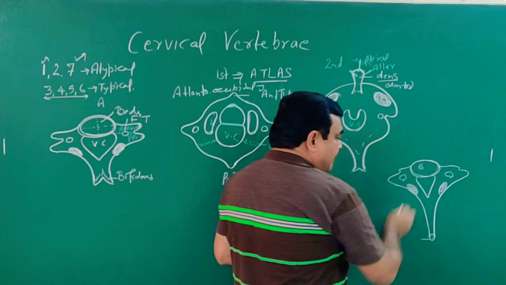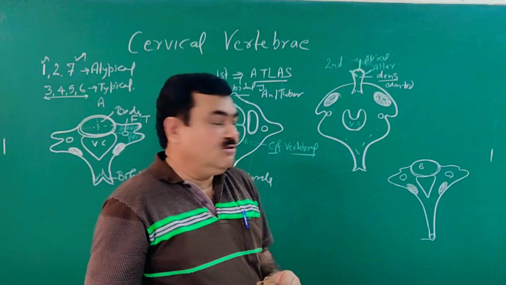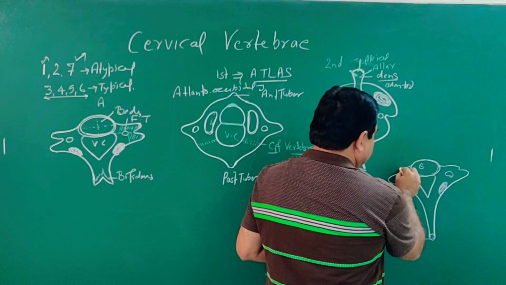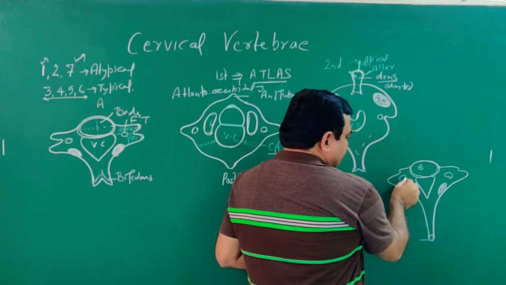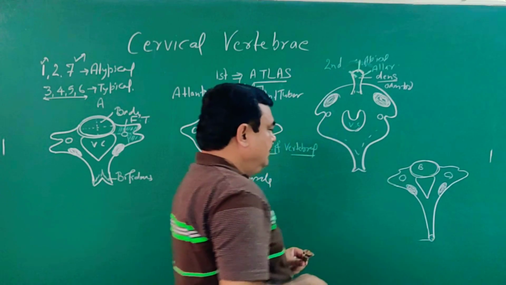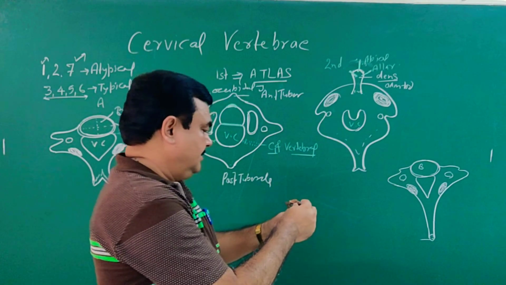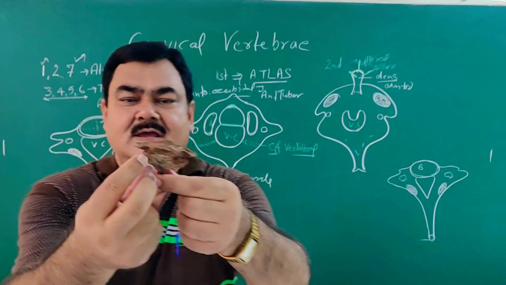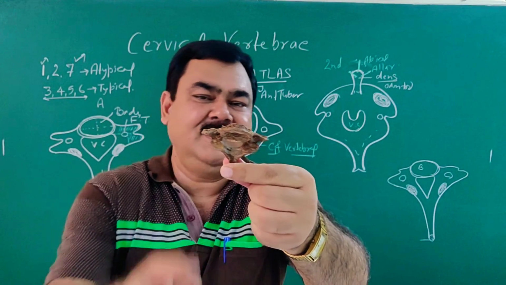This is the superior articular facet. Here this is the anterior tubercle. Inferiorly there is also the inferior articular facet. Here you can see this is the inferior articular facet.